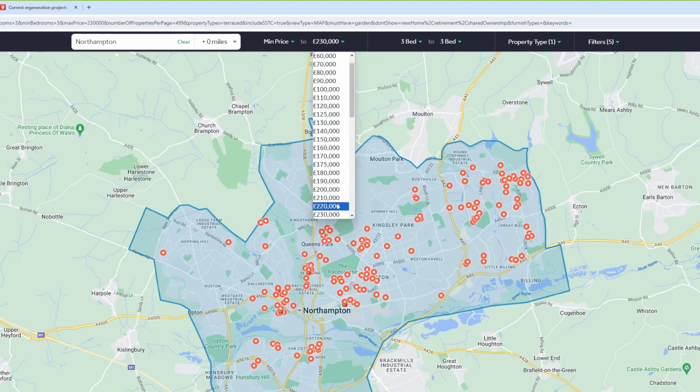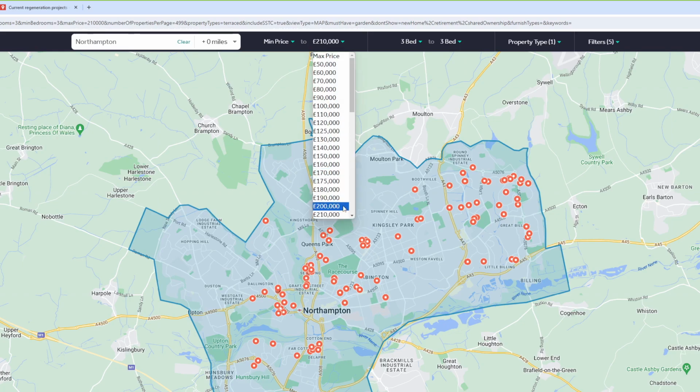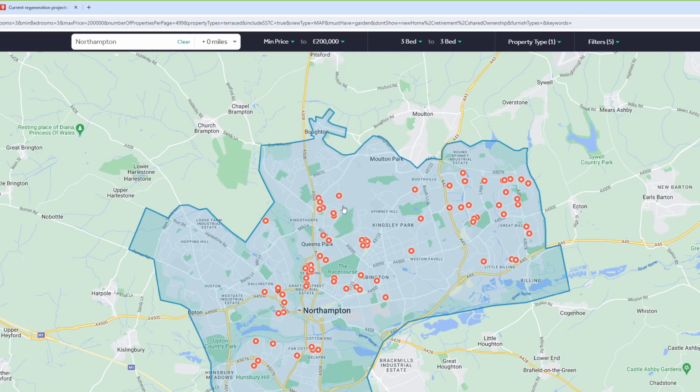But that's also too many, so I'm going to come down to 210. Probably a bit too many again. I'll go down one more. So 220, now 210. What does 200 look like? Okay, yeah, that's fine. Let's go for 200, just for the sake of argument. Now what you can see now is these areas are where the cheaper properties are.